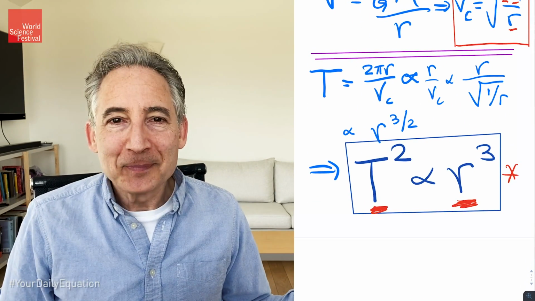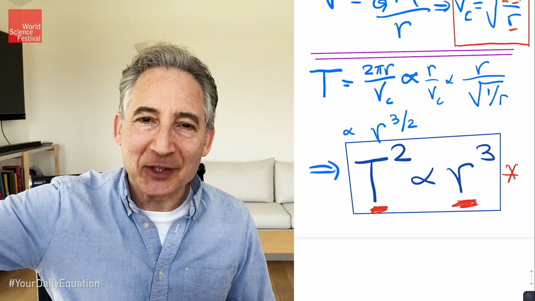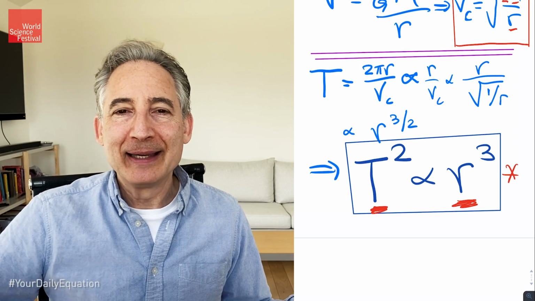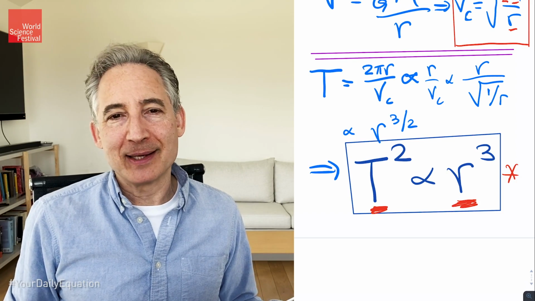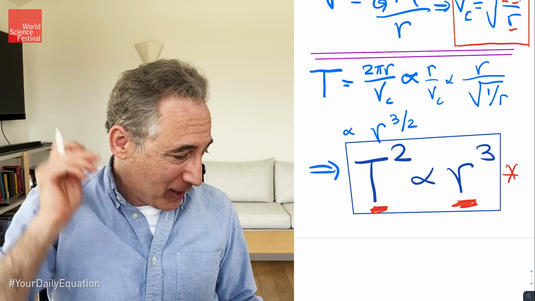That's thrilling, right? There's this unexpected pattern in the data. The square of the period goes like the cube of the radius of the orbit. And then Newton, using these simple ideas, is able to derive that. So that's really quite beautiful there.